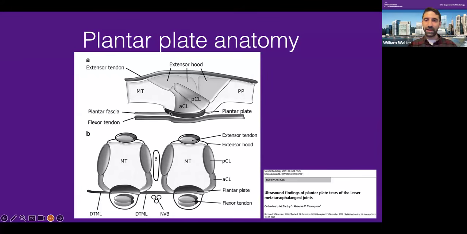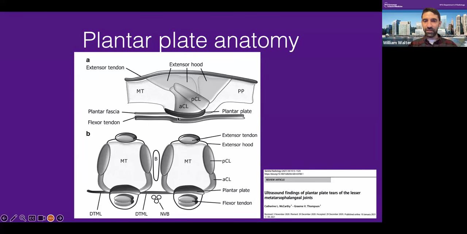It's basically a thickening of the plantar aspect of the MTP joint capsule. And it attaches with a lot of things shown on this diagram. So it attaches to the plantar fascia. It attaches to the collateral ligaments along both the medial and lateral side of the joint, which in turn attach up to the extensor hood.